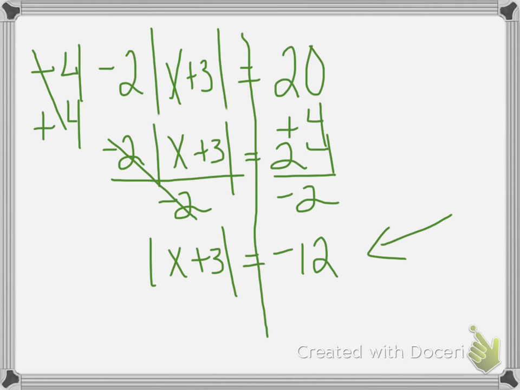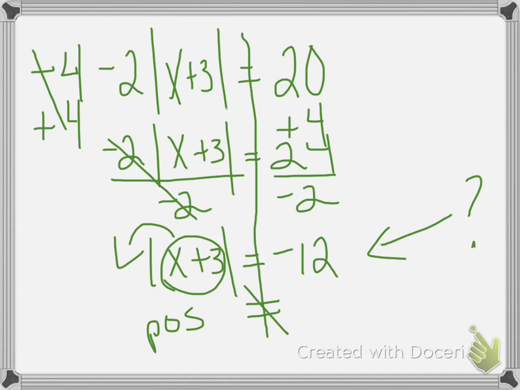Look what we have. It's equal to a negative. What does that mean? It means you can't have an absolute value equal to a negative, because whatever x is equal to, it's going to come out positive, which means it can never be equal to a negative. No positive anything will be equal to -12. This, my dear friends, is a no solution.